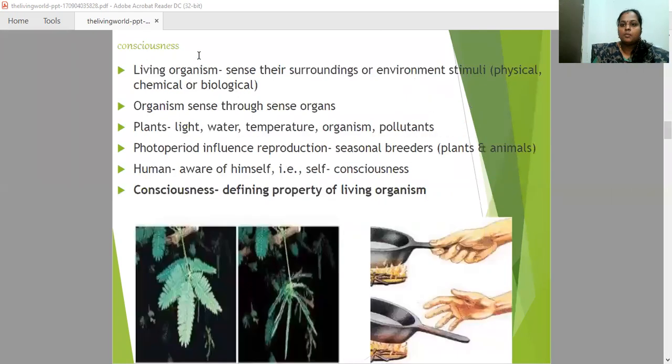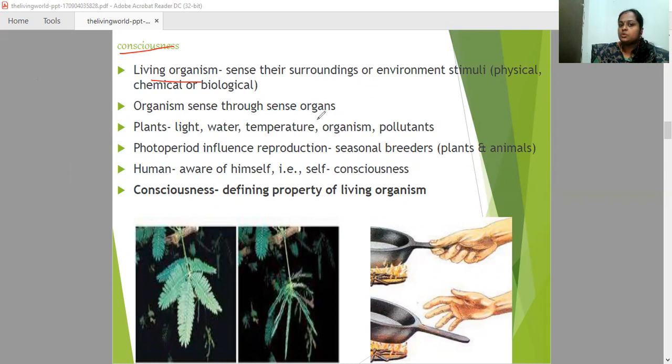Next is about consciousness. Okay, next, we'll move on to consciousness. It is seen in living organisms. When we touch an object or the surroundings or environment, it responds to that particular change. Responding to a particular stimulus, whether physical, chemical, or biological, from the environment or external stimuli, is nothing but consciousness.